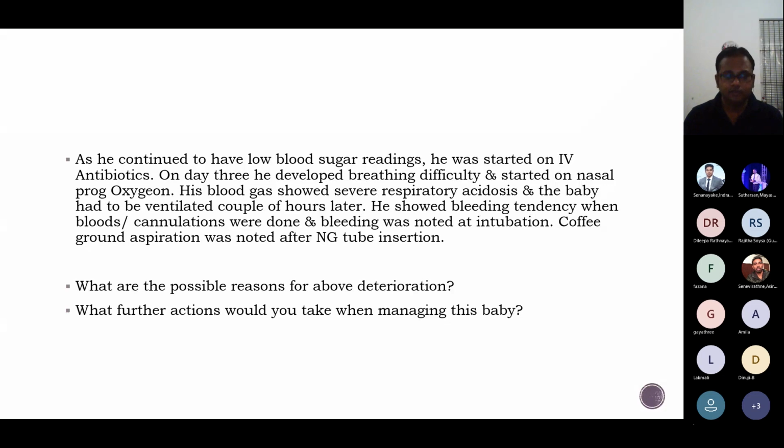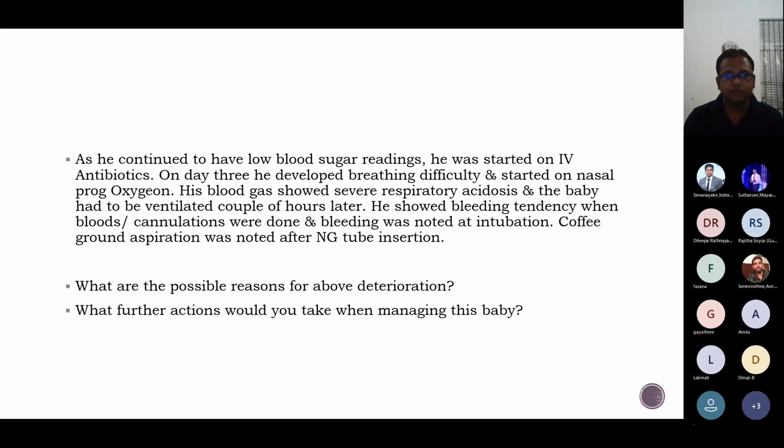This is the continuation of the same clinical history. As he continued to have low blood sugar readings, he was started on IV antibiotics. On day 3, he developed breathing difficulty and was started on nasal oxygen. His blood gas showed severe respiratory acidosis, and the baby had to be ventilated within a couple of hours. He showed bleeding tendency when bloods and cannulations were done, and also there was some blood at the intubation, right? And there was also a coffee ground aspirate when the NG tube was inserted.